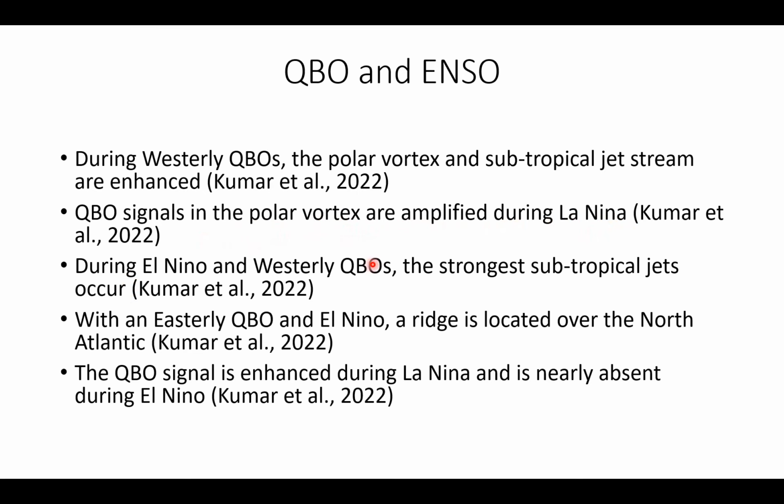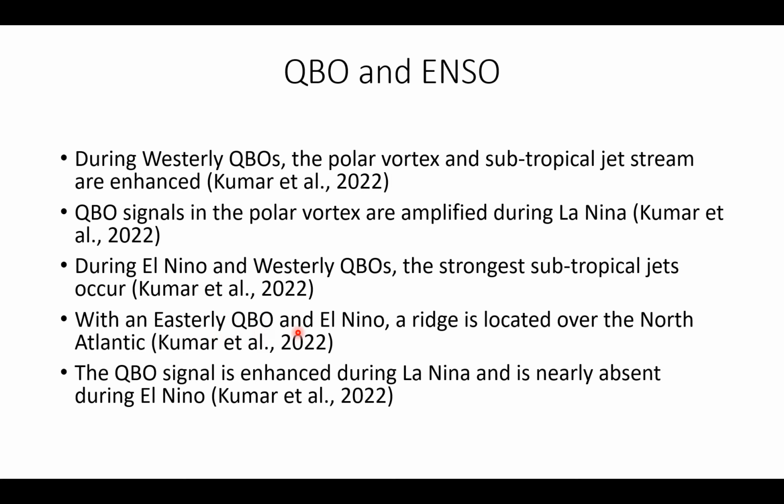And then during El Nino westerly QBOs, when you get those two combinations, El Nino and westerly QBOs, the strongest subtropical jets occur. Well, we have El Nino coming up this winter season, and I'm going to tell you right now, we're expecting an easterly phase of the QBO this upcoming winter. So we won't quite have this combination, at least in the forecast for the upcoming winter, 23-24 winter.